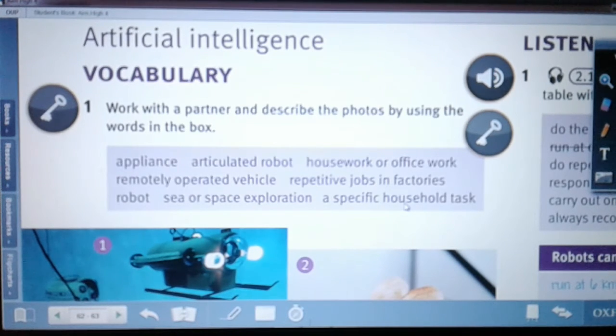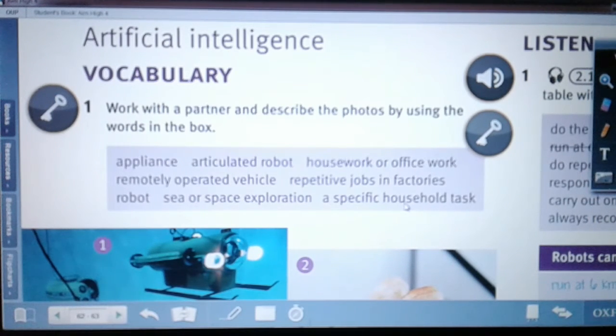Okay, next, sea or space exploration. So if you do an exploration, basically you travel through a place to find something and to look for something in that place. So sea or space exploration basically means that you try to travel through the sea or the space to find out or to discover something inside the sea or maybe in space. What's under the ocean?